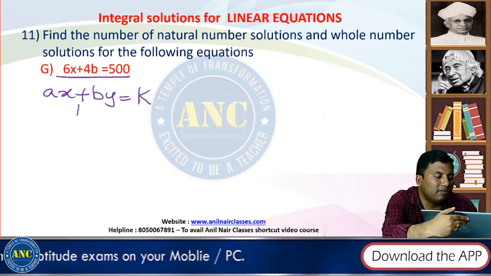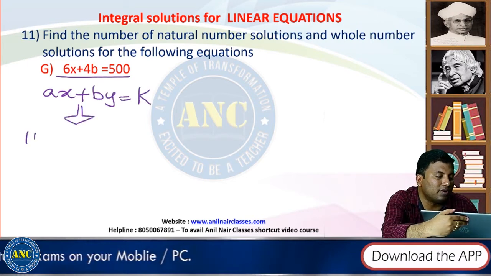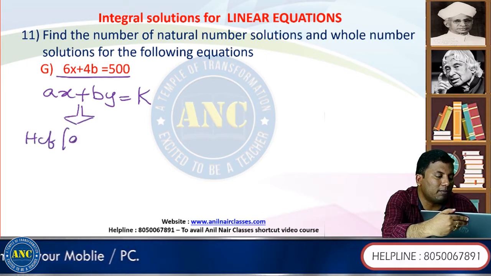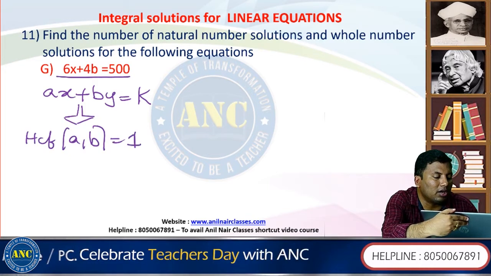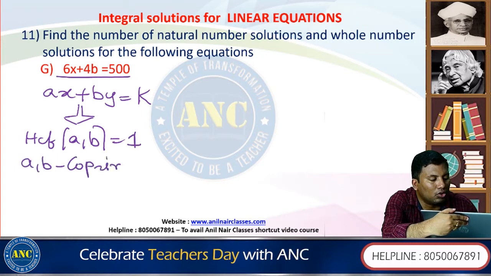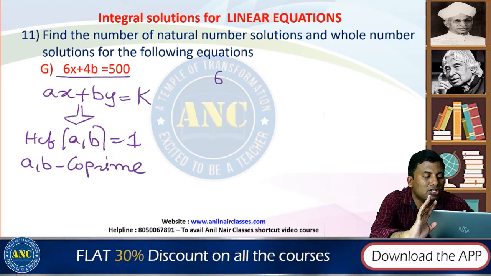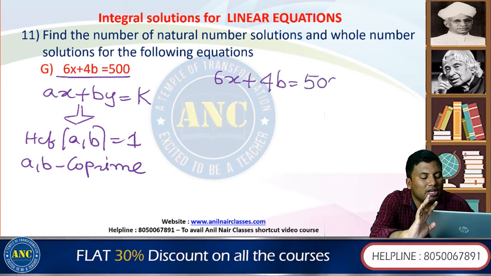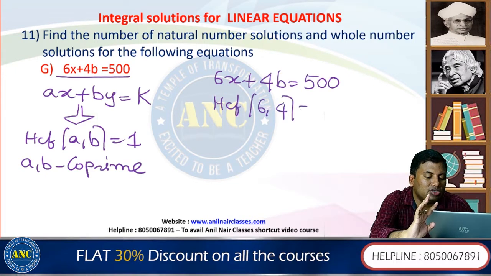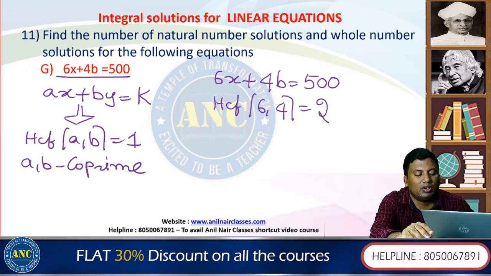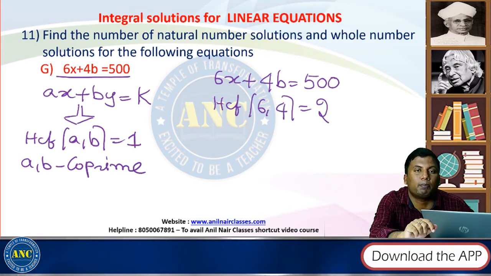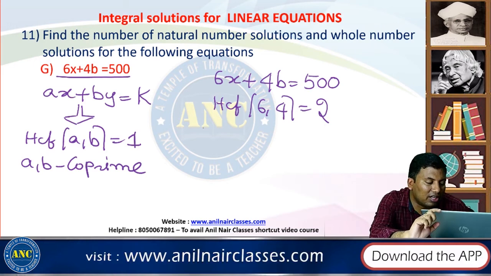ax plus by equivalent to k. HCF of a comma b is nothing but 1, where a comma b are co-prime. This should be there. You cannot deviate from this fundamental concept. 6x plus 4y is equivalent to 500. 6 and 4 are not co-prime to each other. HCF is 2. Simplify the equation. Write the equation in the simplest form where you cannot divide it further.